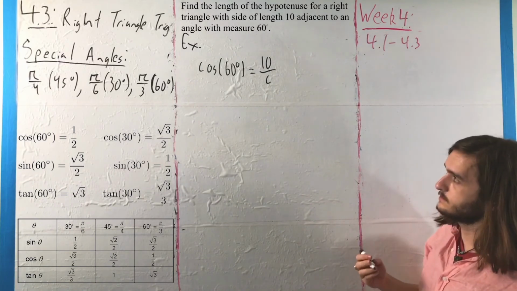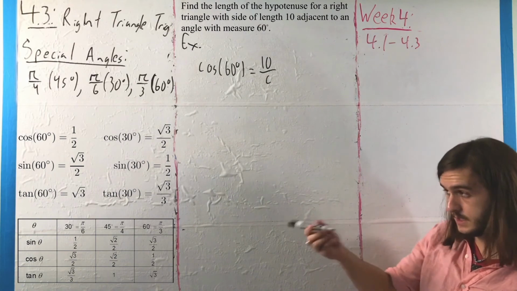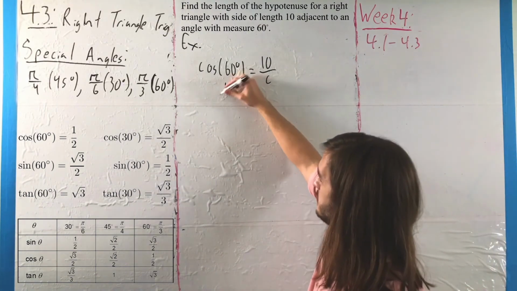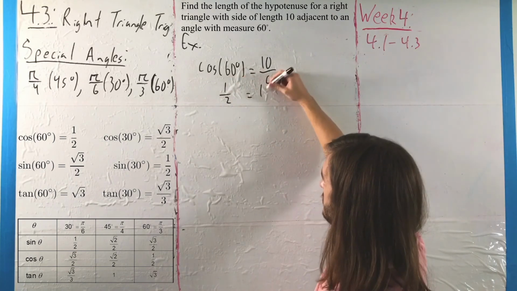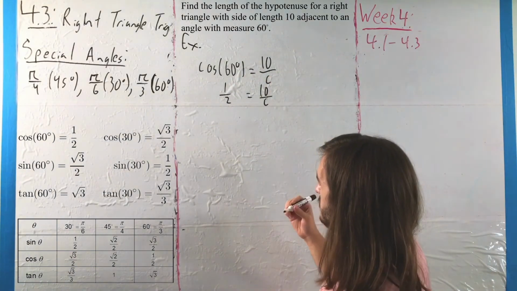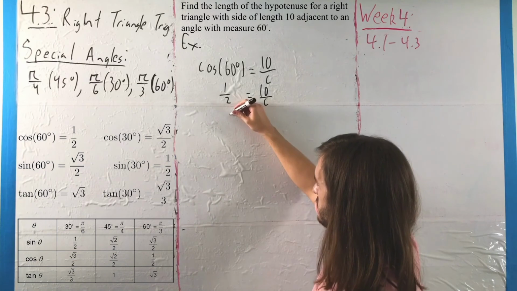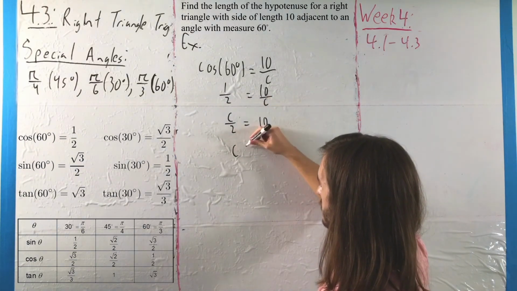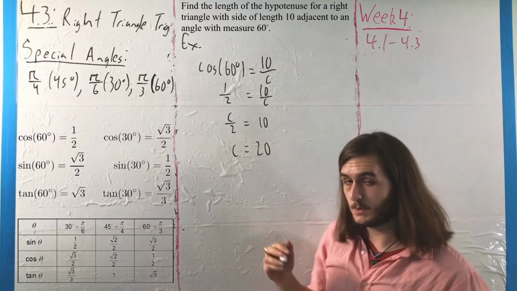And then from here, we know that cosine of 60, as we have, is equal to 1/2. That's still 10 over c. So c over 2 is equal to 10, or c is equal to 20.